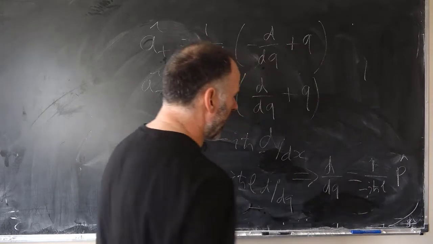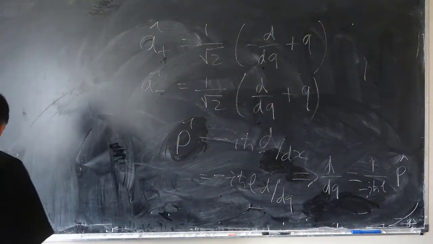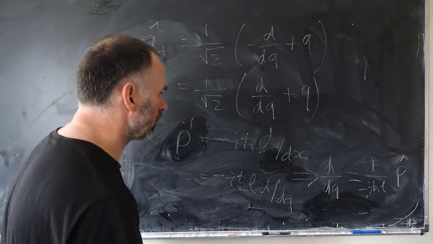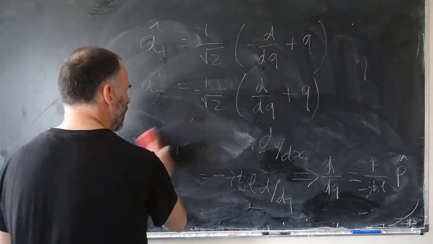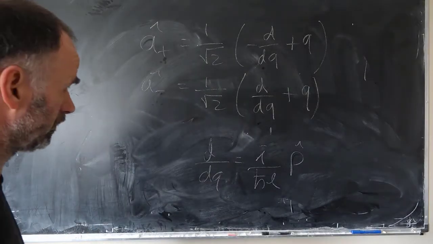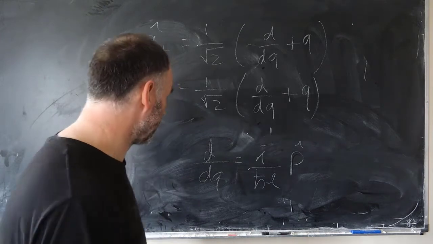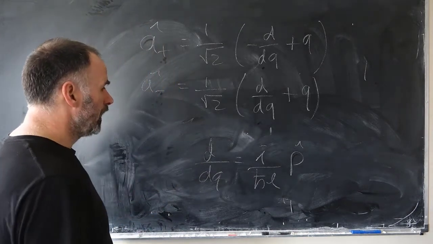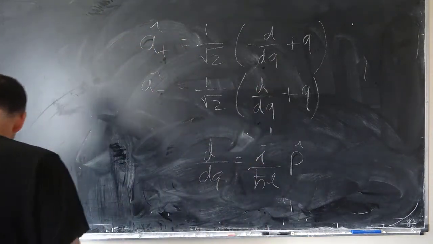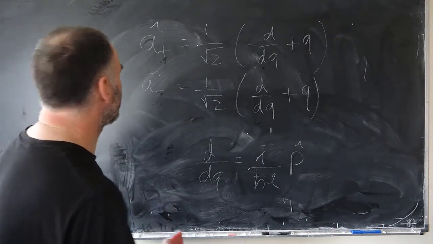We can take the i up. 1 over i is the same as minus i. So we can then write d dq as, so all we've done is just rearrange things. Now we plug that into this. Let's do it for the raising operator.